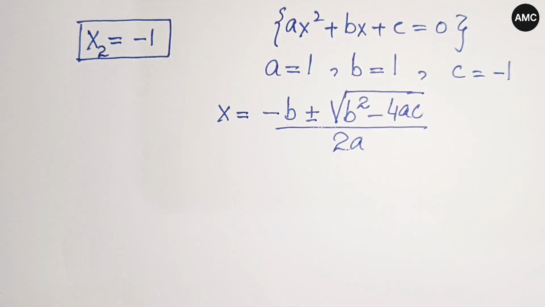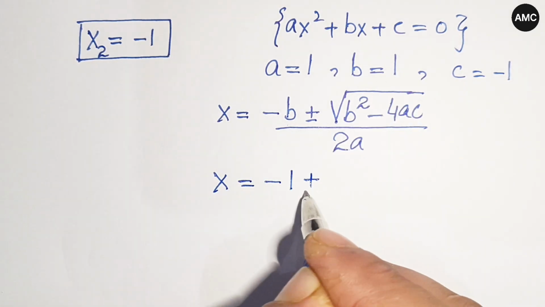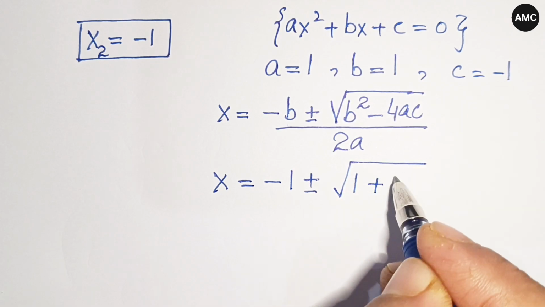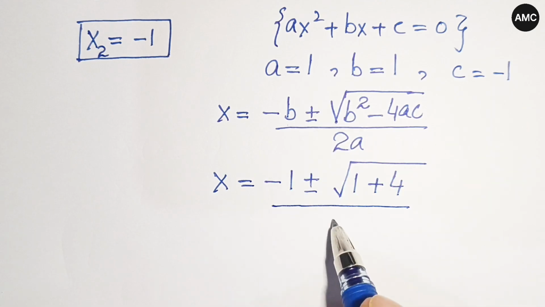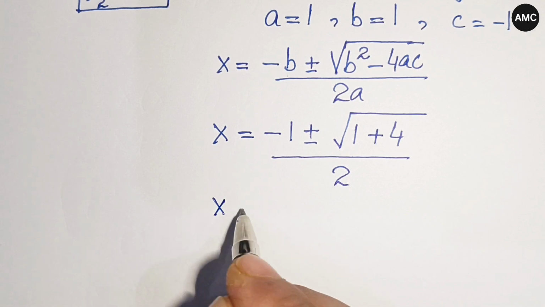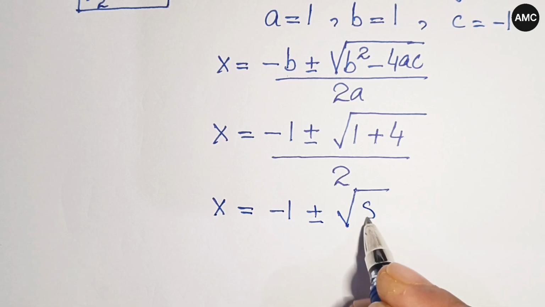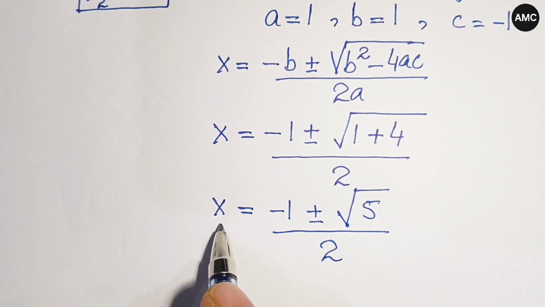So putting the values, we get x is equal to minus, here value of b is 1, plus minus, that 1 squared is 1, minus times minus is plus, and 4 times a, which is 1, c is also 1, so we get 1 plus 4, divided by 2 times a is 2. So here the values of x will be, x is equal to minus 1 plus minus square root of 4 plus 1 is 5, all over 2. Hence we get two values of x, which are x3 and x4.